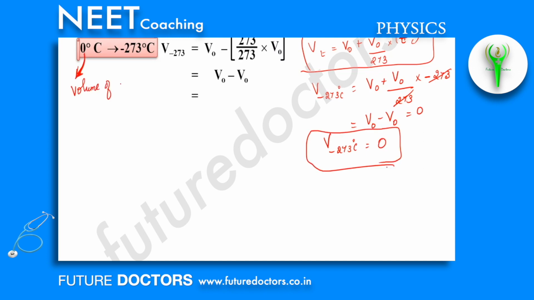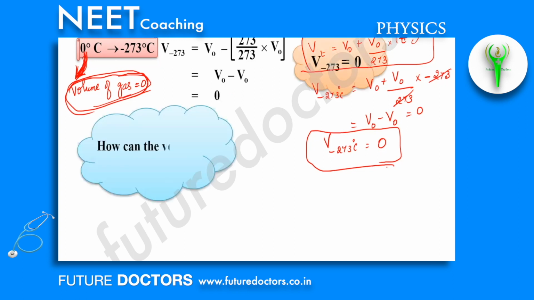So the volume of a gas is 0. It does not exist as a gas. All the molecular motion will stop at this temperature. A substance cannot exist as a gas, all the molecular motions will stop, so the volume is 0. So this is called minus 273.